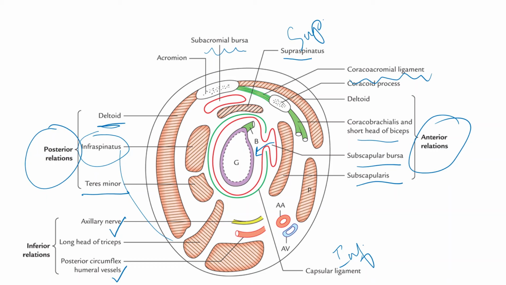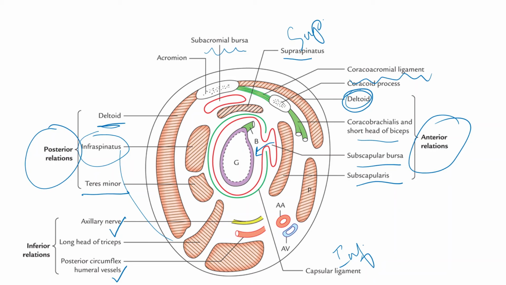In this case we can make out the deltoid muscle, which makes up the relation in front of the joint, behind the joint, and also superior to the joint. So the deltoid makes up the relation of the joint in its anterior part, posterior part, and the superior part. So this is about the relations.